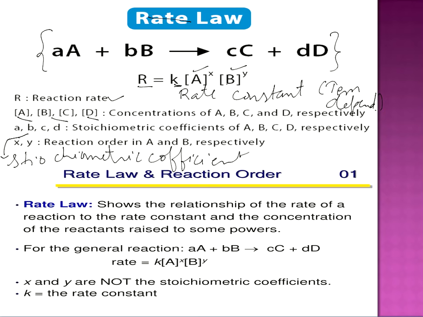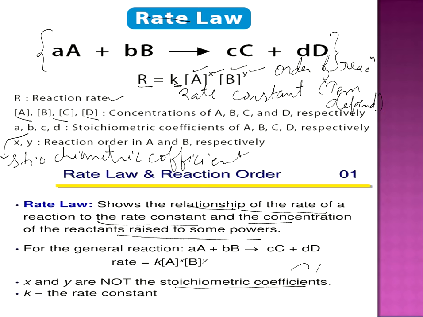And this x and y are the powers raised. These represent the order of the reaction. It can be 0, 1, 2, 3. So rate law can be defined as the relationship of the rate of the reaction to the rate constant and the concentration of the reactant raised to some power. It can be 1, 2, 3, or 0. So x and y are not the stoichiometric coefficients, they are the order of the reaction. I hope you understand this point.